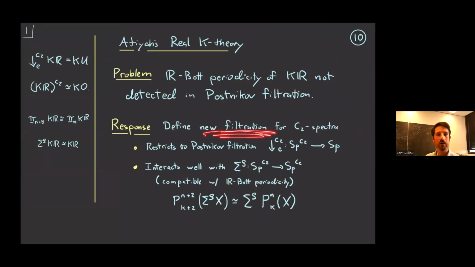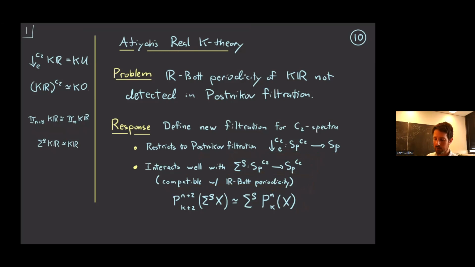So it's a different filtration for C2 equivariant spectra. And at the underlying level, it's going to correspond to the usual Postnikov filtration, right? Where we just think about the homotopy groups at the underlying level. But we also want something that interacts well with this suspension by rho. And again, it should be compatible with this Bott periodicity in the KR case. That's a little bit of a vague statement. I've put a more precise statement down here, which is really the interaction that we want.